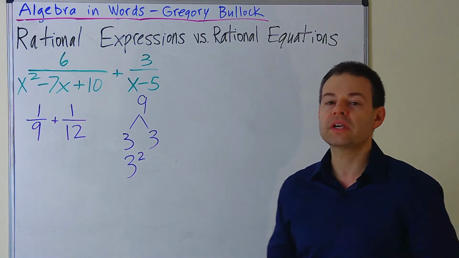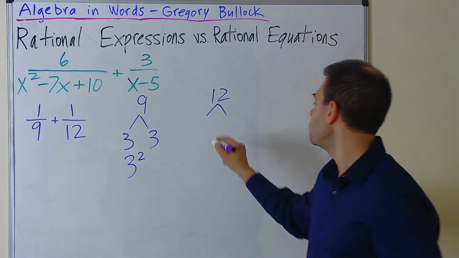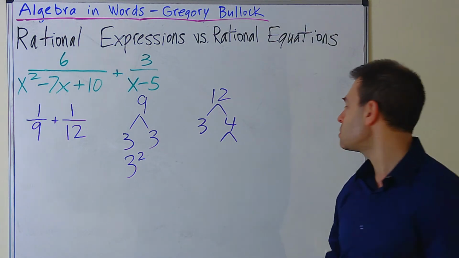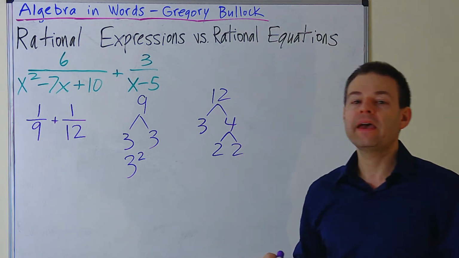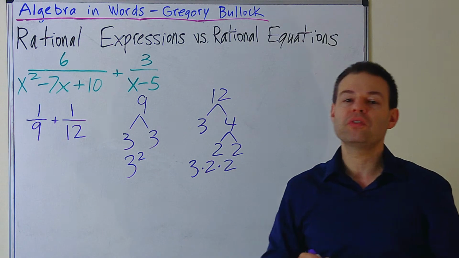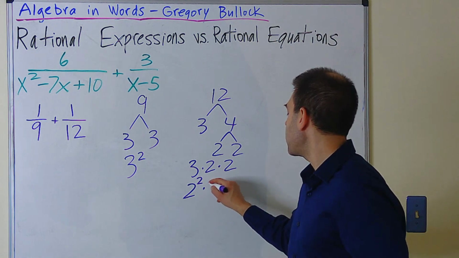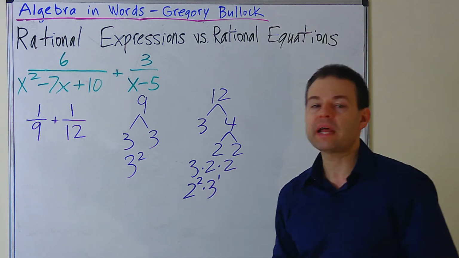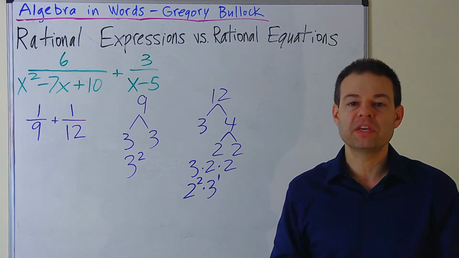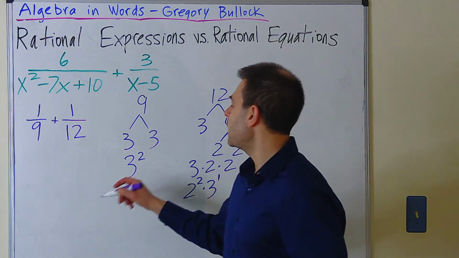And then let's also look at 12. 12 can be broken down into 3 times 4, and the 4 can be broken down into 2 times 2. And finally, let's just write 3 times 2 times 2. But if we write that in exponential form, it would look like 2 squared times 3. And for now, I'm just going to say to the power of 1 because I want the exponent to be there for now.